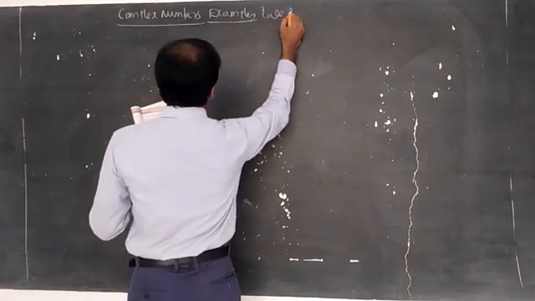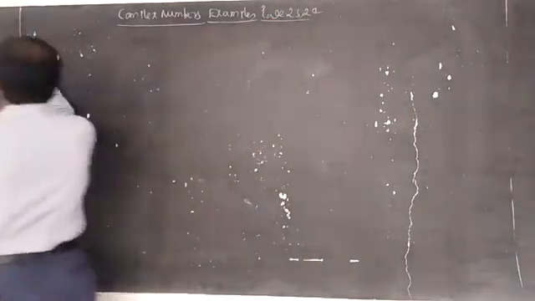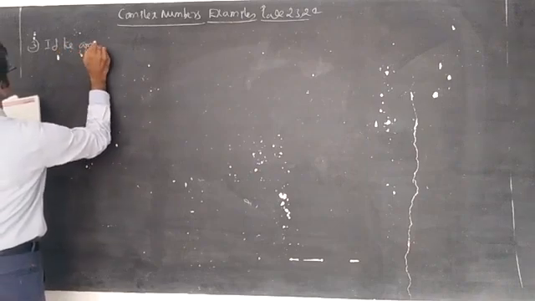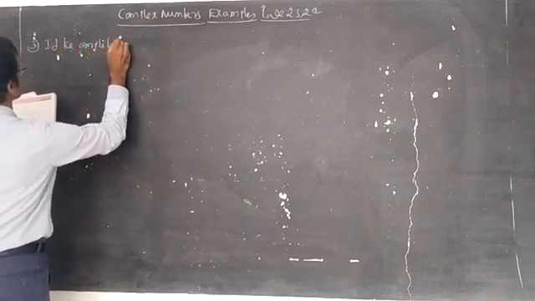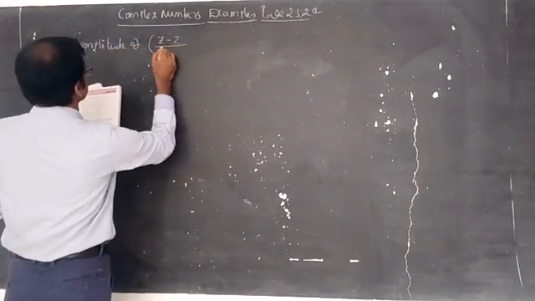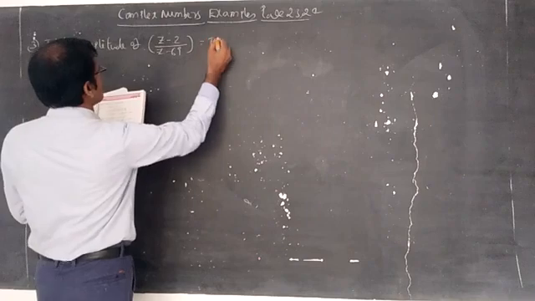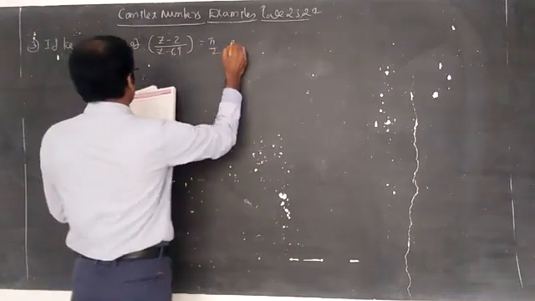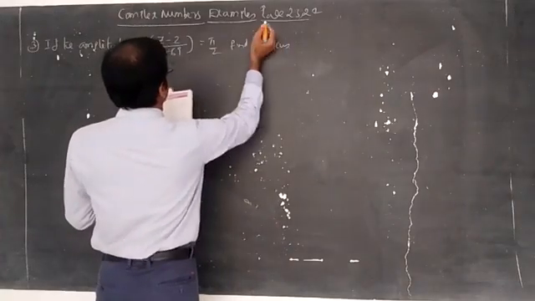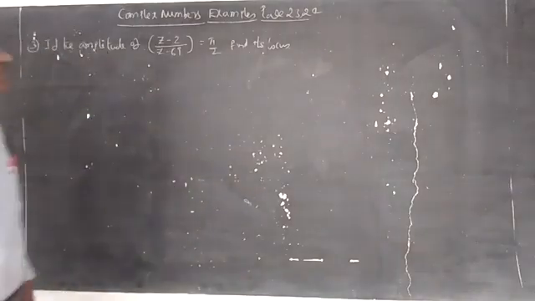Page 24, third question. If the amplitude of (z minus 2i)/(z minus 6i) is equal to pi by 2, find its locus. So z is equal to x plus iy, a complex number here.